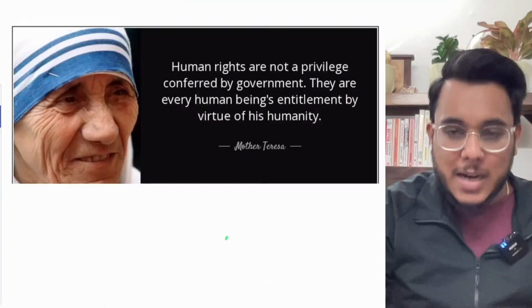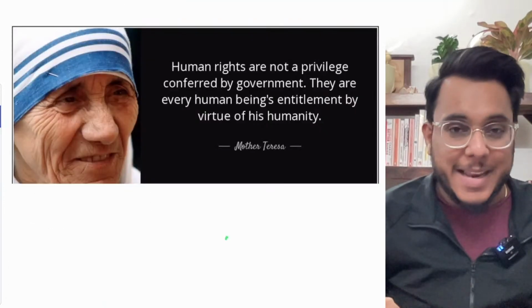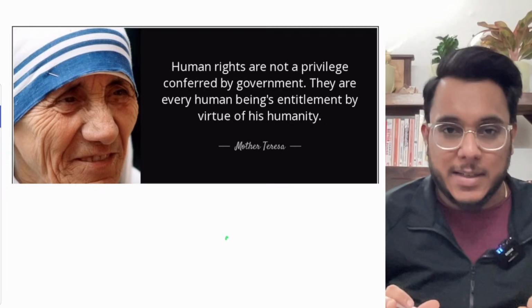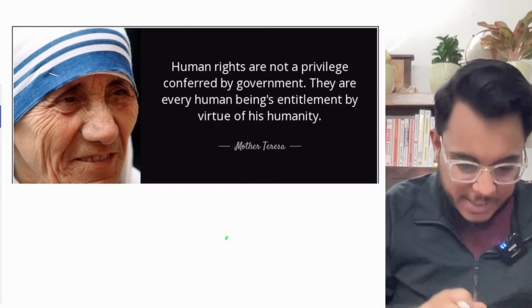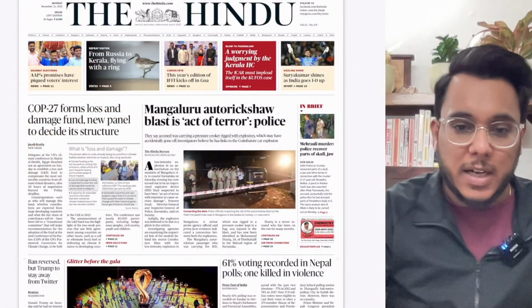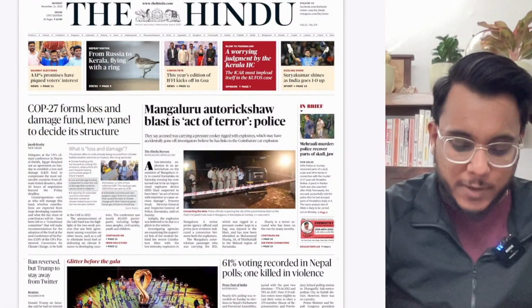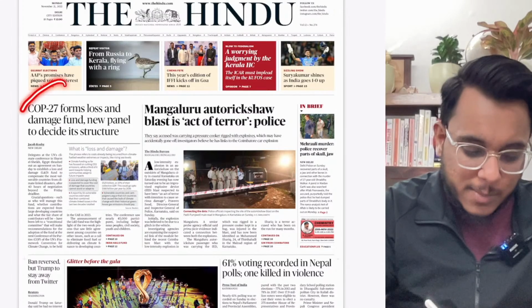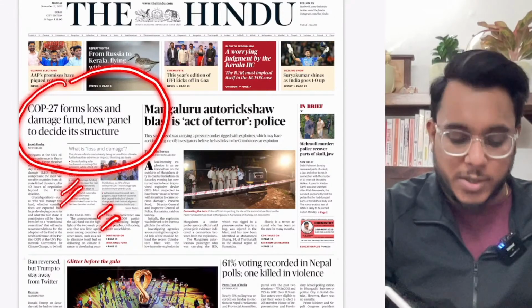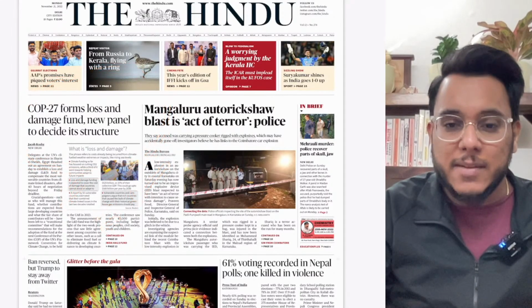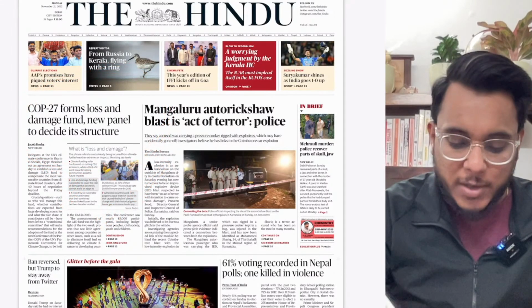Before starting, first of all, we'll be taking the newspaper overview so that we can understand which articles are important in today's newspaper. So let's take the overview first. Here we have the Delhi edition, and this is page number 1 of the Delhi edition. The first article talks about COP27 forms loss and damage fund, new panel to decide its structure. So we'll see this particular article with respect to the key takeaways from COP27.